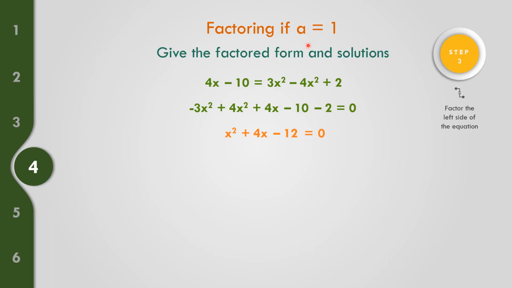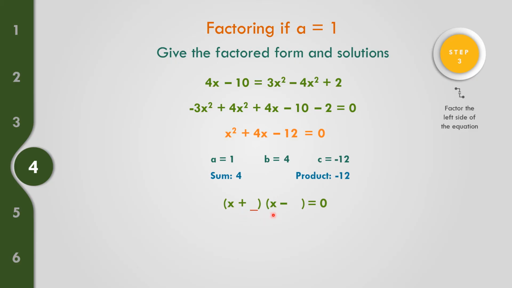So let us factor if the value of a is equal to 1. So let us first identify the a, b, and c. A is equal to 1. B is equal to 4, and then C is equal to negative 12. So let us get the sum and product. The sum could be the value of B, that is 4, and then the product, 1 times negative 12, that is negative 12. As you can see, the factor of x squared is x, and then x.